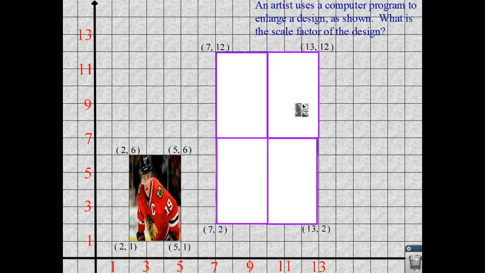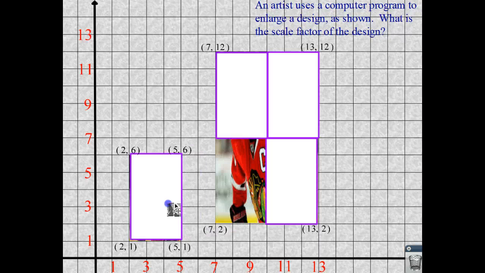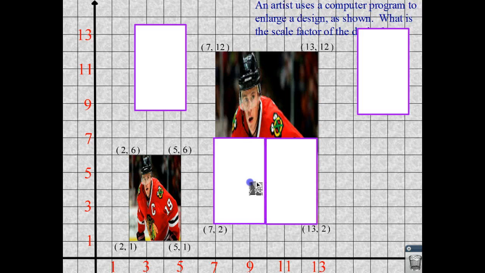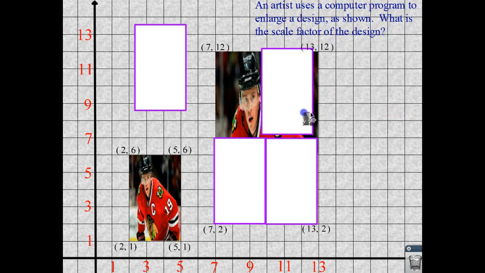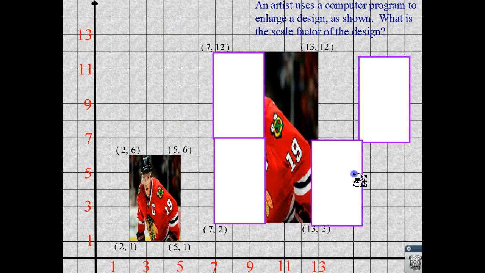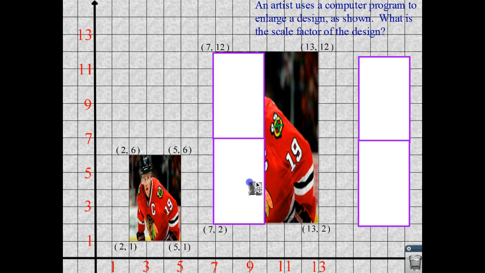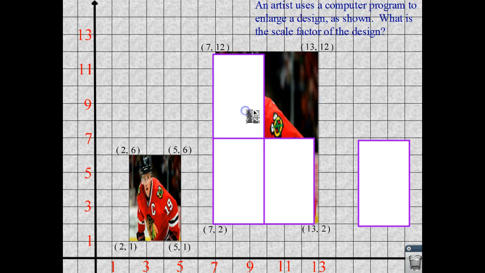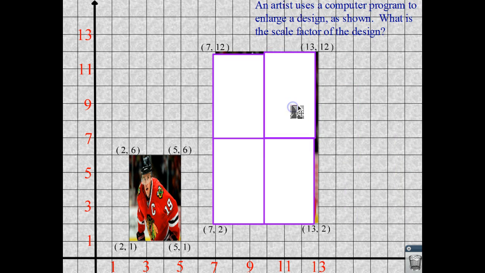Because I had a scale factor of 2 didn't mean that I doubled the size of the picture. What it meant was I doubled the size of the width. Let's get that off. I doubled the size of the width using those ordered pairs, and I also doubled the size of the height. So if you look at the height, we doubled it, and if you look at the width, we doubled it. You put it together, it was actually 1/4 of the size. Okay.